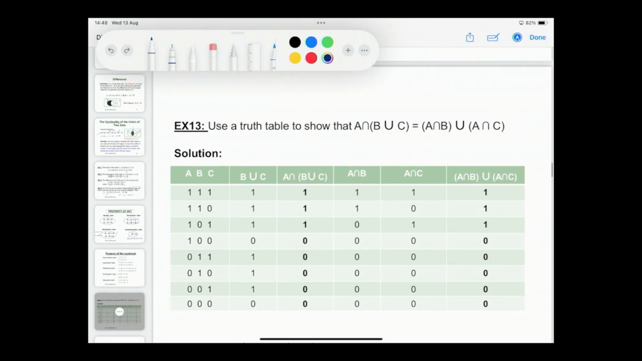And then we also could use a truth table again to prove or disprove the given statement, the set operation here. We have A, B, and C.